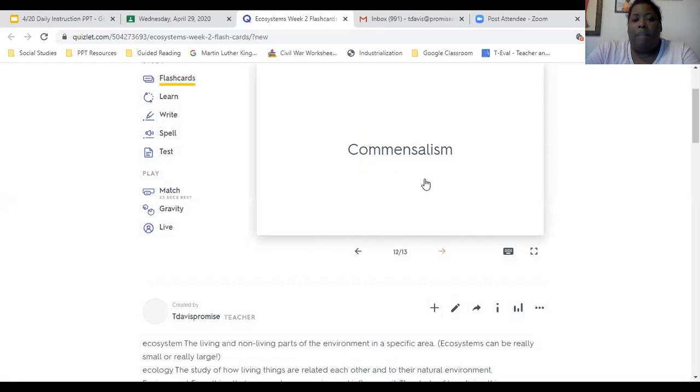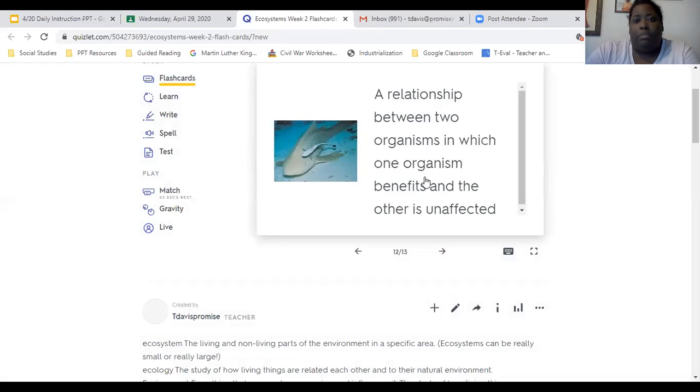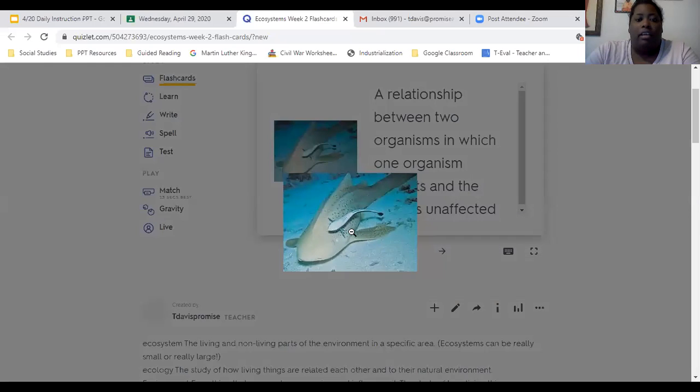And then commensalism. Commensalism is a relationship between two organisms in which one organism benefits and the other is unaffected. The example that I gave you earlier was the owl in the tree. Here you have the remora fish and the shark. The remora fish is attached to the shark, swimming by the shark. Whenever the shark eats, the little fragments of meat that are left, he eats those. And so I consider it a scavenger.